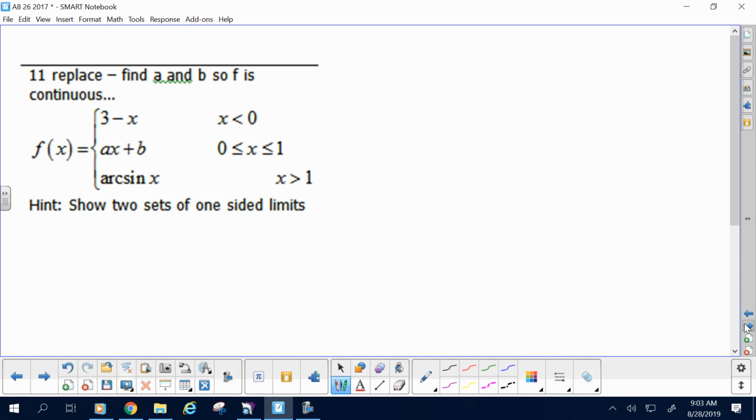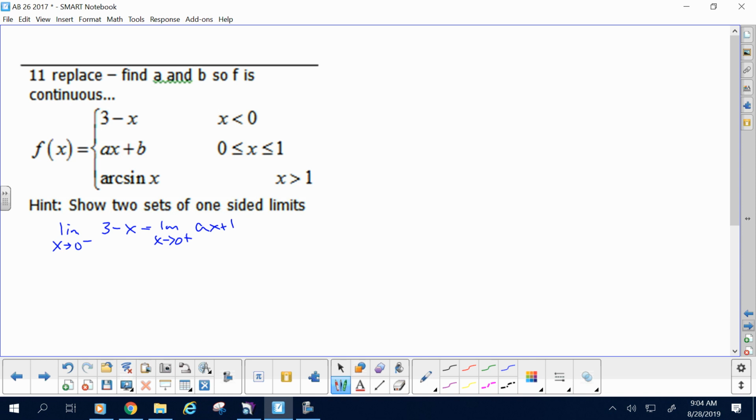Okay, cool. If you're given that it needs to be continuous, then obviously f has to be defined at 0 and 1, and I feel like they are doing that. It's not a proof of continuity, so I'm not going to show that kind of proof. I'm going to use especially the middle part of continuity, that the one-sided limits have to be the same, all right? So wouldn't you agree that if this is going to be continuous, the limit as x approaches 0 from the left, which uses what function? 3 minus x, ax plus b, or arcsine of x. 3 minus x has to equal the limit as x approaches 0 from the right, which uses which branch?